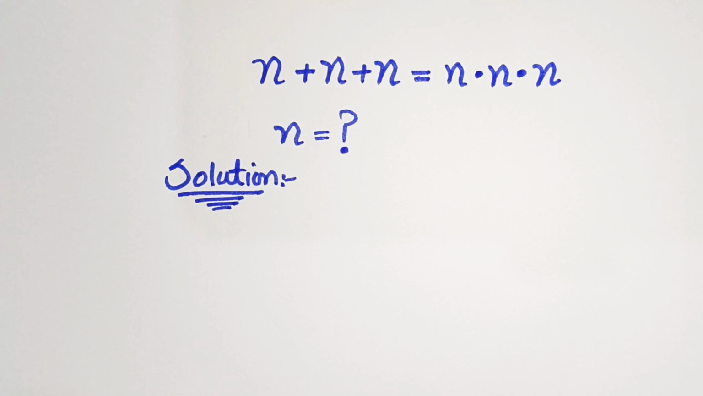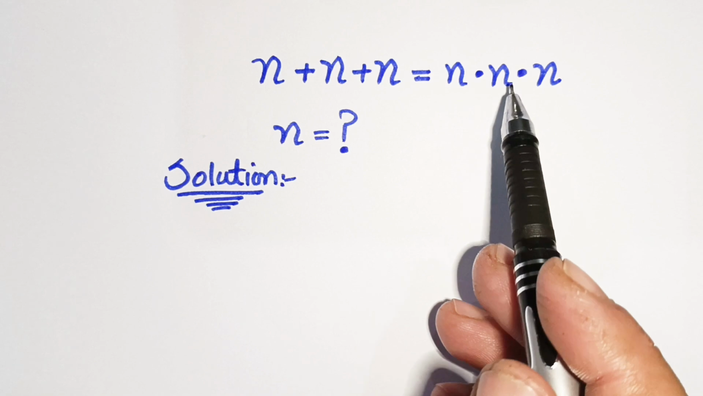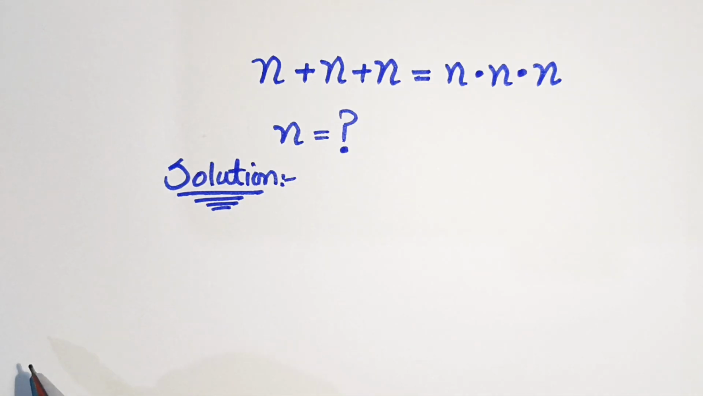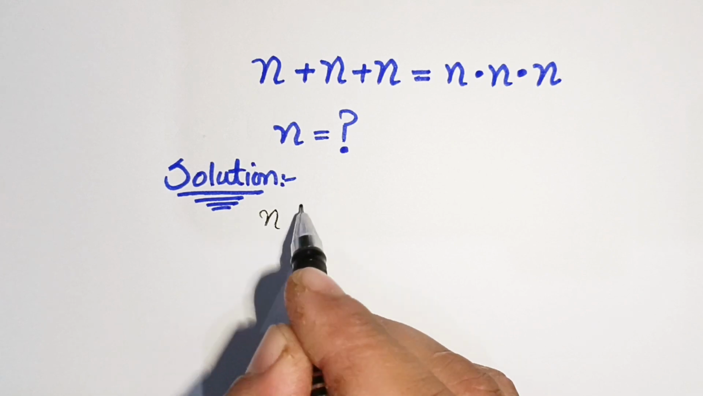Today we have a nice algebra problem which is a very easy question. We have to find the value of n when n plus n plus n is equal to n times n times n. Now here we are going to just take n common from our left hand side.